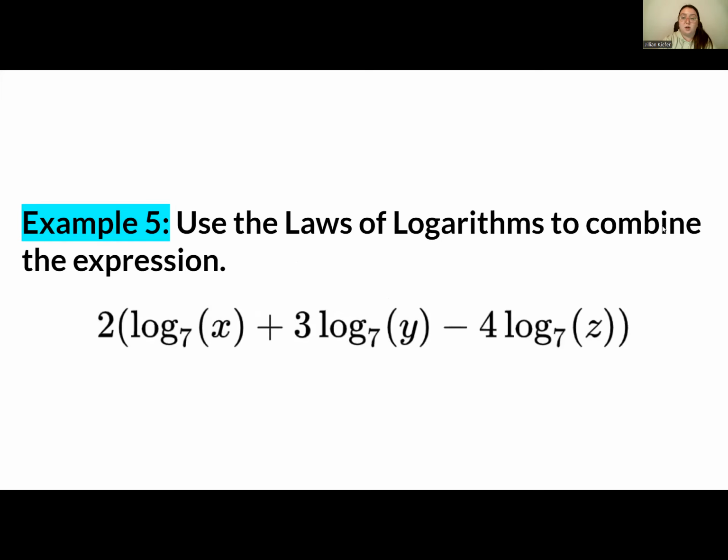We want to use the laws of logarithms to combine the expression. So we're not solving for any x's or y's or z's in this case. We are just simplifying to combine. We have 2 times log base 7 of x plus 3 times log base 7 of y minus 4 times log base 7 of z. So we're going to go ahead and go over to our notes so we can simplify our expression using the laws of logarithms to combine them.